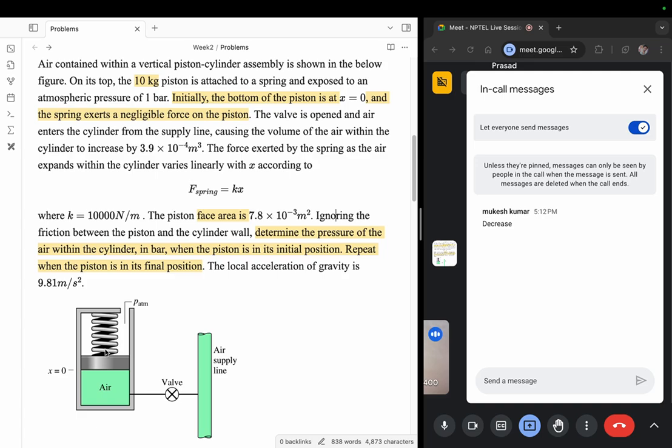So were you able to calculate the final value of it? If you calculate, just let me know the value, we will compare it. So the pressure of air within the cylinder in bar when the piston is in its initial position.